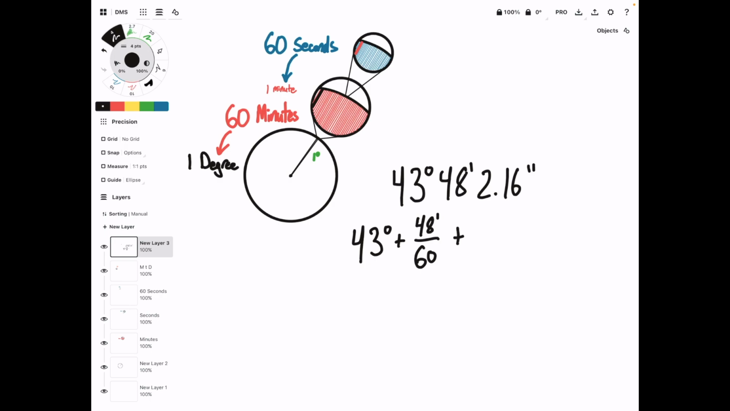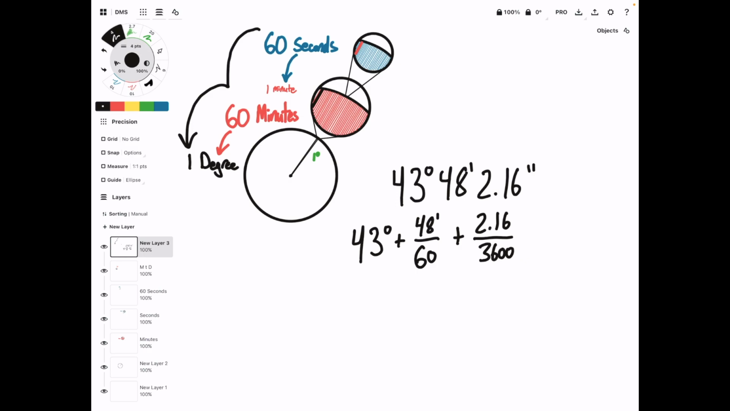Then we're going to do the same thing with our seconds. So 2.16 over 3,600. And the reason we're doing this is because we're making 2 jumps. We're going from seconds to minutes, and then minutes to degrees. So really how you could imagine this is 60 times 60, since we're making 2 of those jumps. But if you multiply it out, it comes out to 3,600.